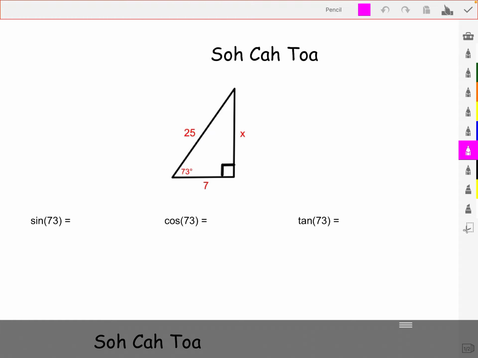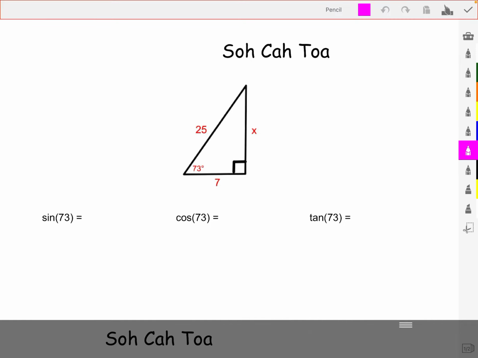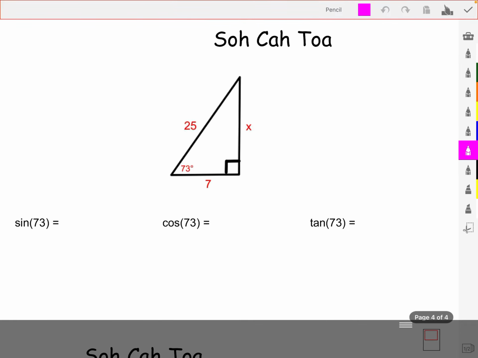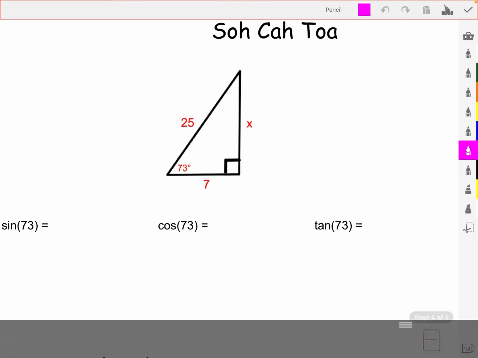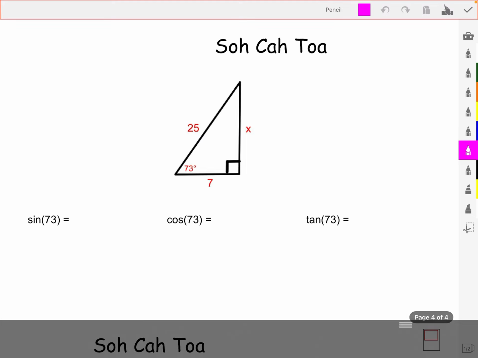Let's do this one where I actually give you an angle measure. And the X, or the missing side, is going to be a length on the triangle. These ratios are exactly the same. I've just changed that we're looking for the side of a triangle instead of looking for an angle. The ratios are still the same though. So let's talk through this one.